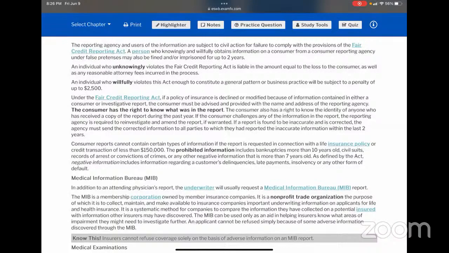The consumer also has a right to know the identity of anyone who has received a copy of the report during the past year. If the consumer challenges any of the information in the report, the reporting agency is required to re-investigate and amend the report.